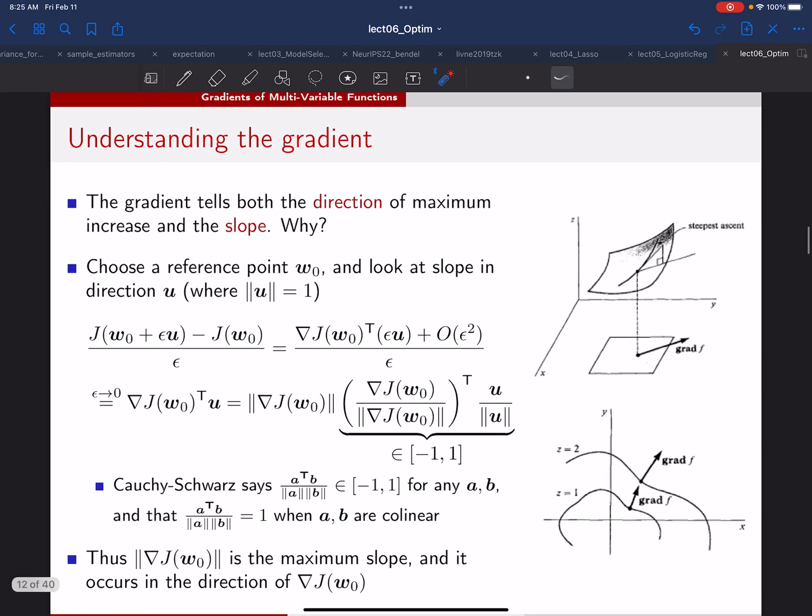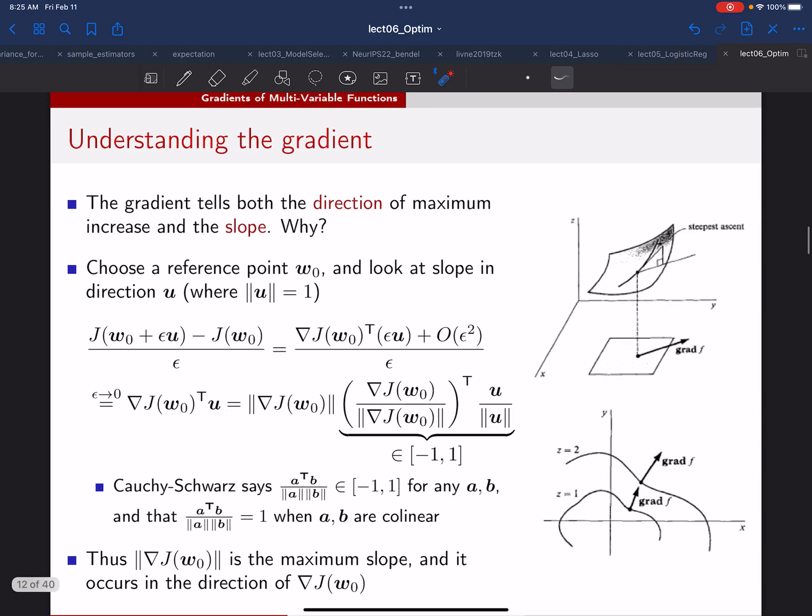Let's do a quick application of some of what we just developed here to understand a bit more about the gradient. So I told you before that the gradient tells us both the direction of maximum increase and the slope of a function. So let's prove this to ourselves, that in fact, yes, it does this. And let's see exactly how we can prove it.